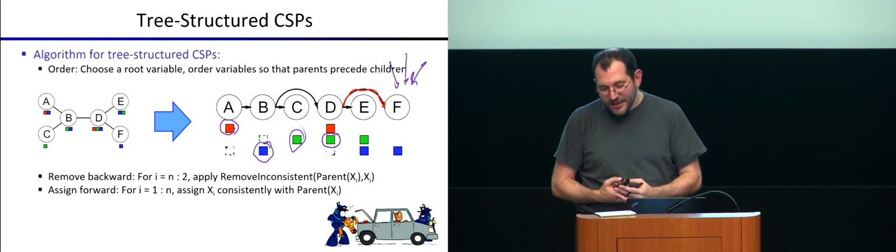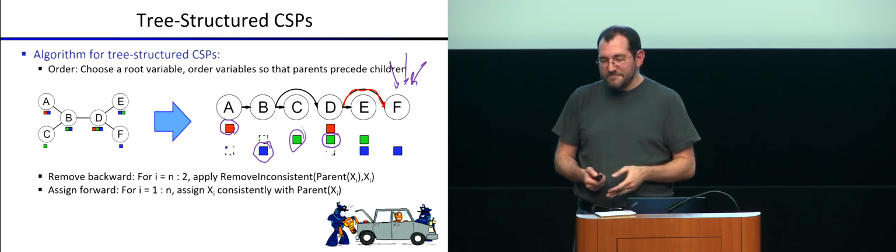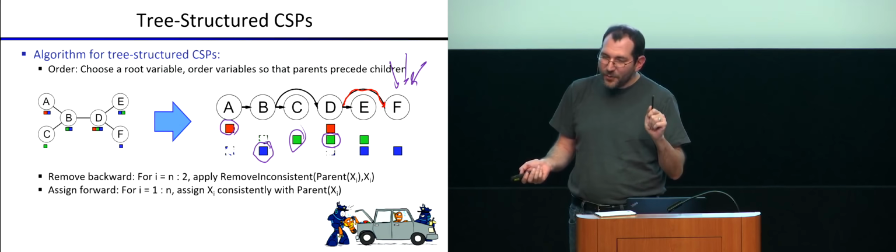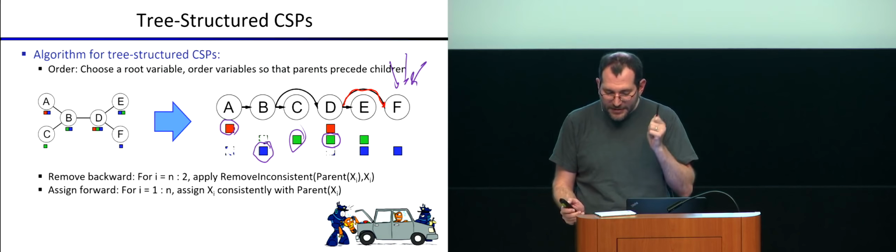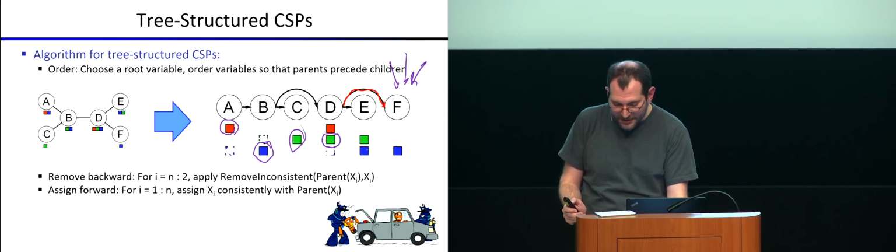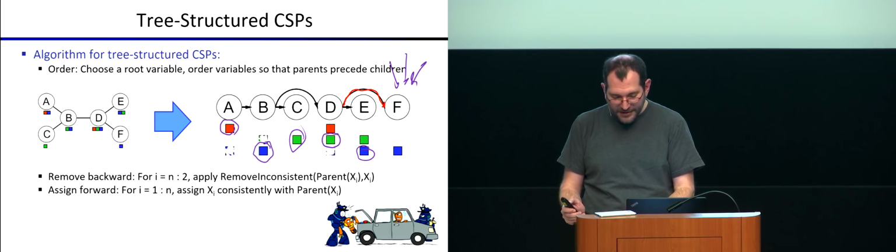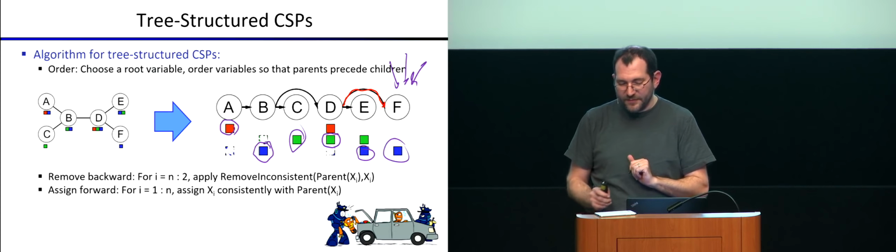So when I look at D to E, there are two values at E. One of them doesn't actually work, but D to E was consistent, which means even if I pick green at D, something is going to work. And in this case, the something is blue. And then when I get to F, I only have one choice, and because of consistency, it's fine.